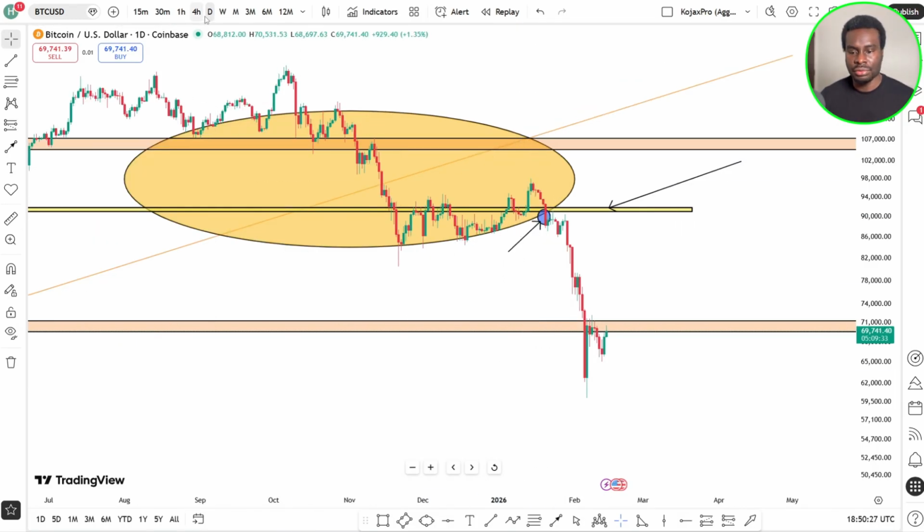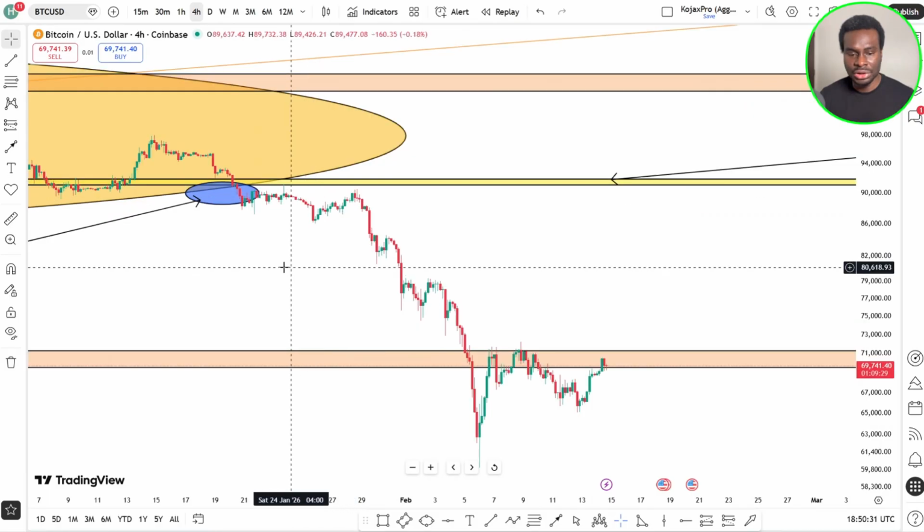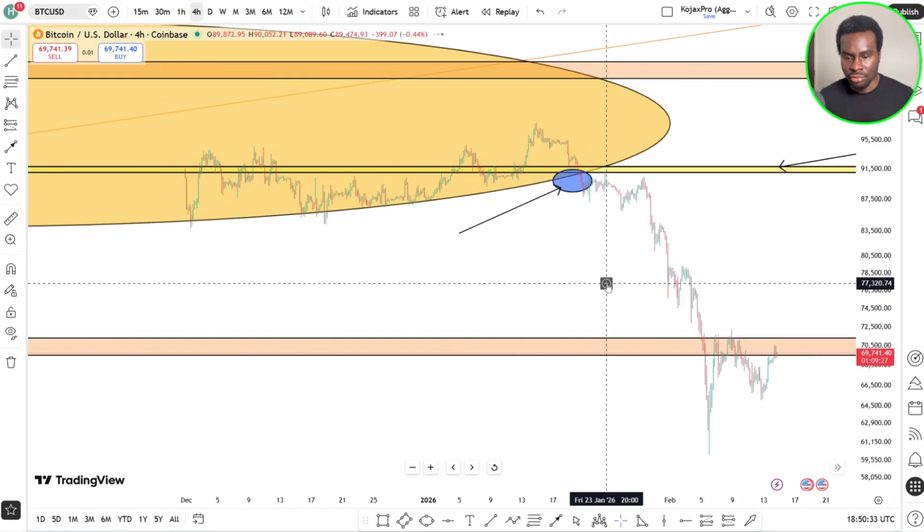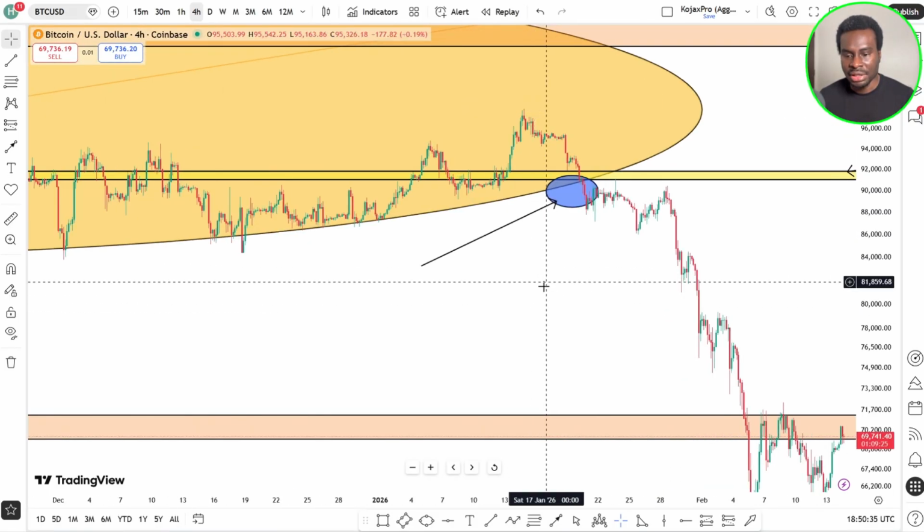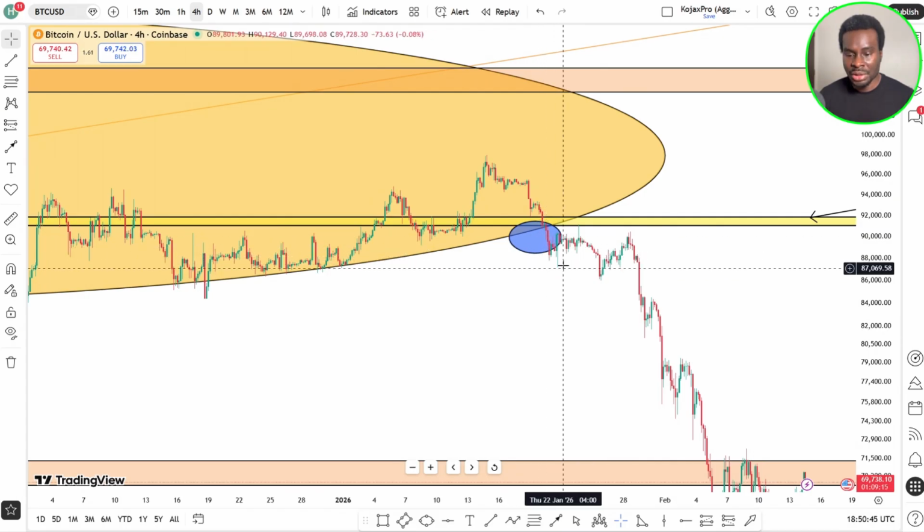So what do we do next? We go down to the 4-hour time frame, which is the lower time frame, to see exactly how to capitalize on this. Now, this is where the market was. Now, after this break below this level, do we get into a trade?